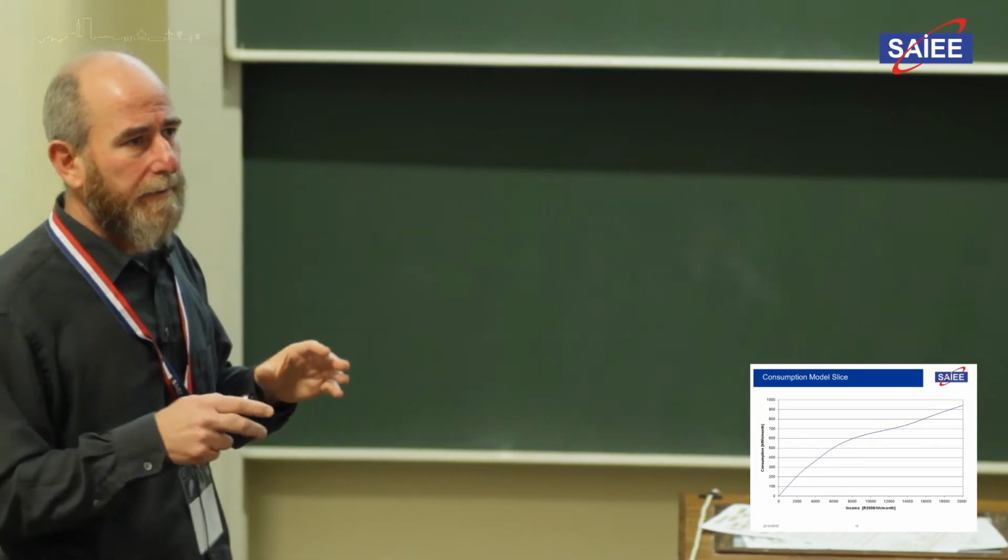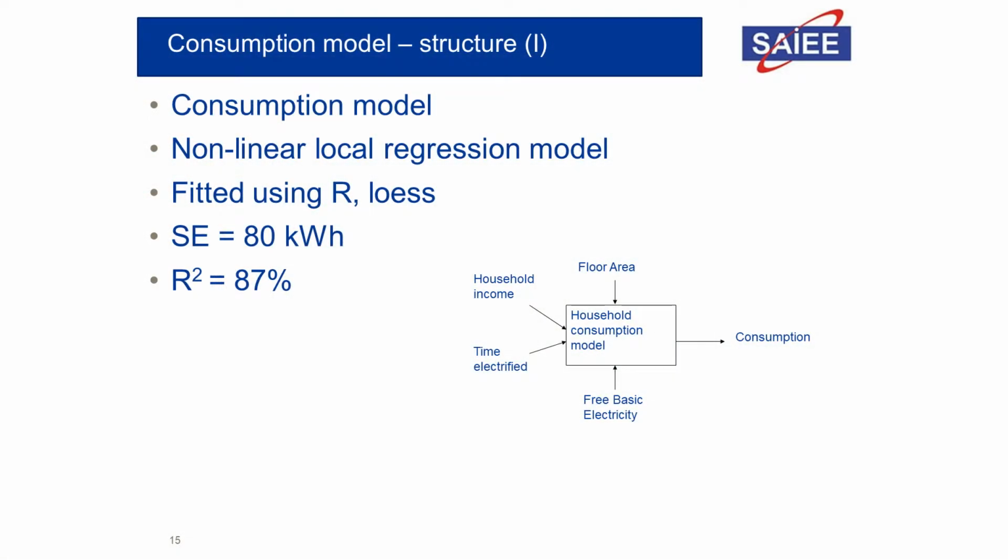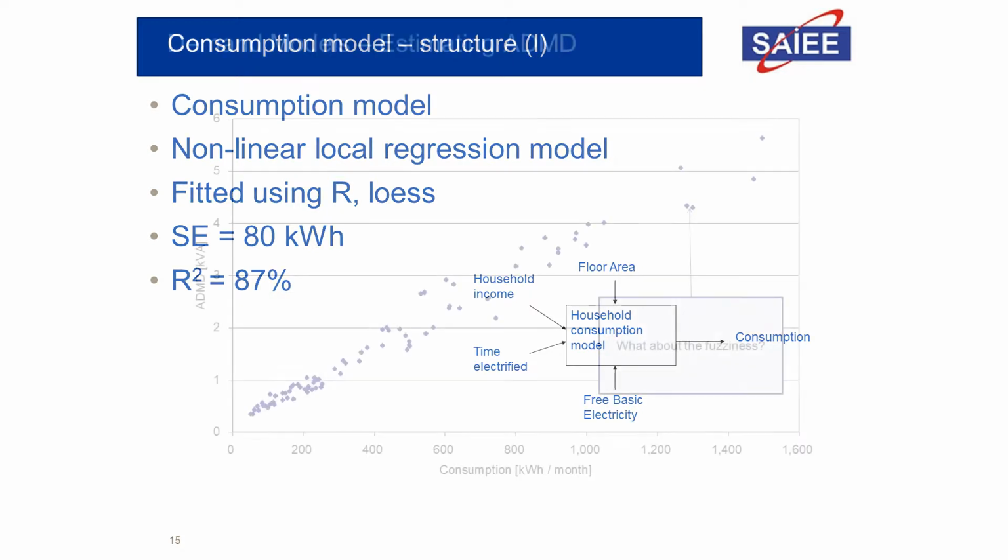We've got modeled parameters for that, and this model is driven by the household income. You can adjust it for the floor area, you can adjust it for free basic electricity, and then for time electrified. So it gives you roughly that. Okay, cool. All right, now back to the Monde.